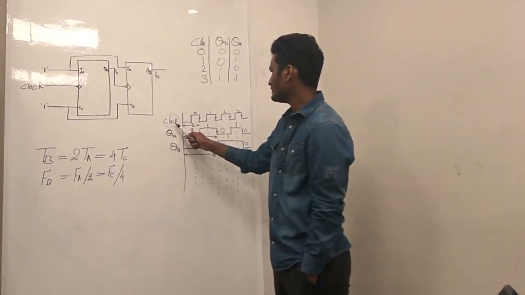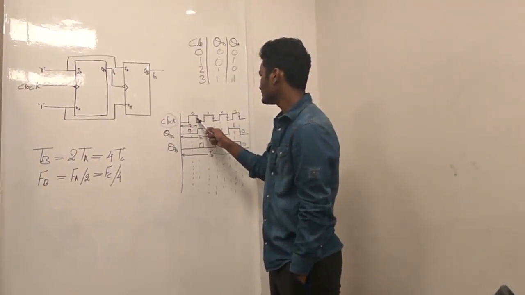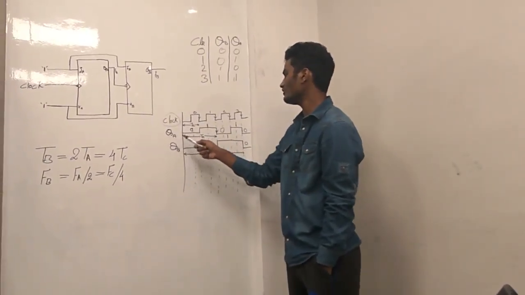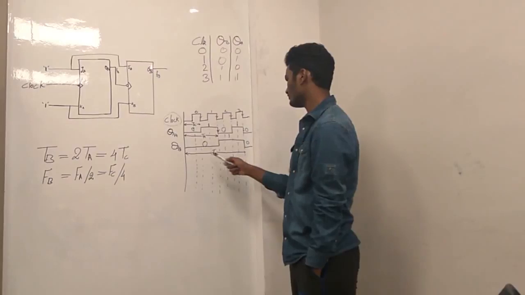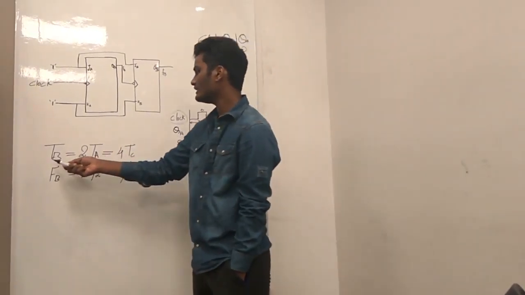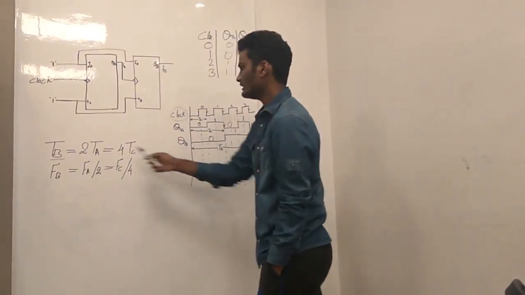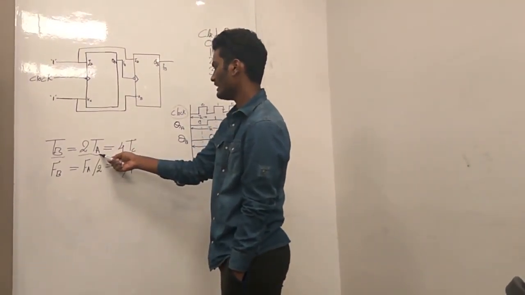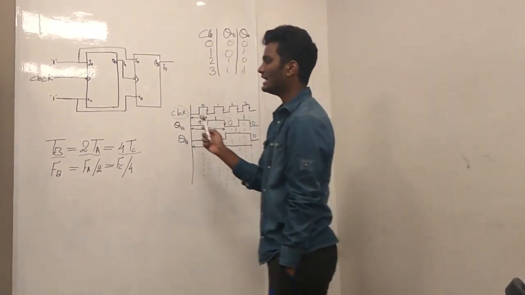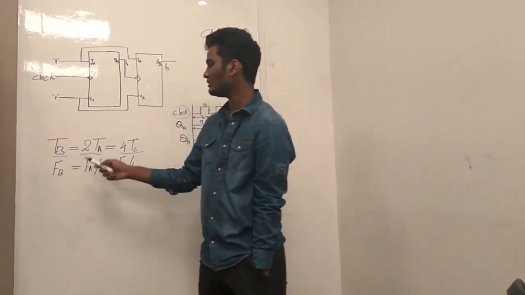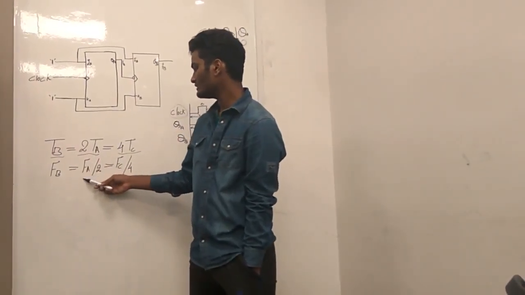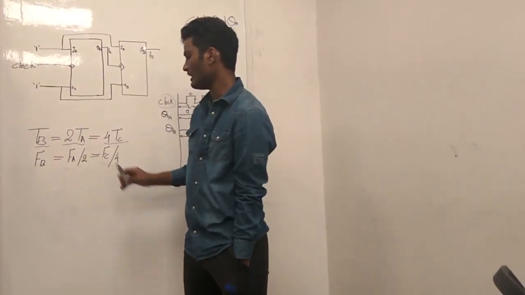You can see that the time taken for one clock cycle is Tc, and the time taken for one cycle of QA is Ta, and of QB is Tb. The relation between these three is that Tb is twice of Ta and 4 times of Tc, as you can see in the picture. As frequency is inversely proportional to time, so Fa is twice of Fb and Fc is 4 times of Fb.